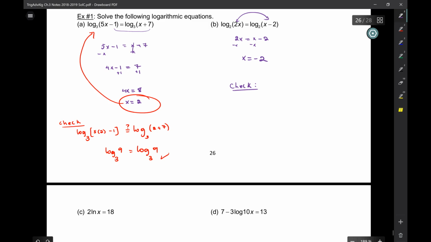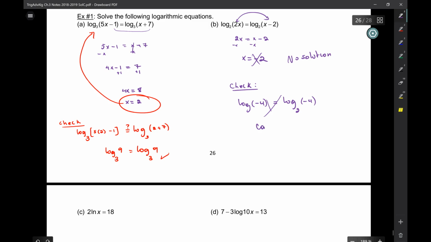Okay, when I check, when I put negative 2 in here, what do I get? Log base 2 of negative 4 equals log base 2 of negative 4. Okay, so what do you think? You got the same thing on both sides, so does that work? Well, what's log base 2 of negative 4? Oh, it's no solution. It's no solution because, yes, they're the same, but you're never allowed to have a negative in a logarithm, so it fails. So this is no solution.